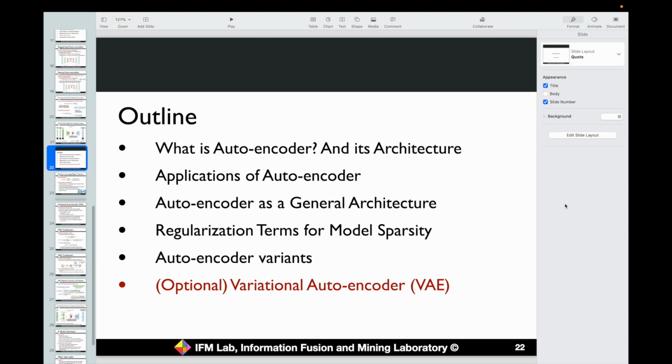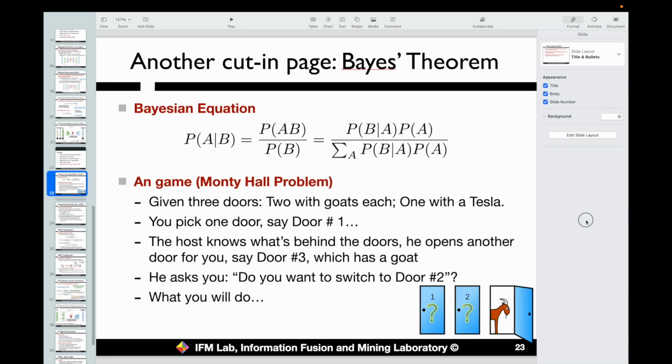So this is optional for you, and we also have an optional reading material prepared for you to understand materials which are covered in the lecture. Before we talk about this Variational Autoencoder, we also have another slide about the Bayes theorem. I assume some of you probably know the Bayesian equation, right? So we'll provide you with some basic information here.